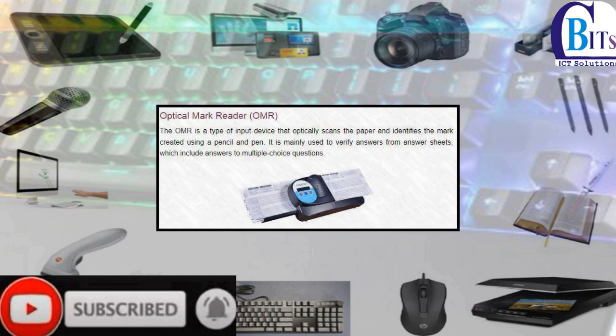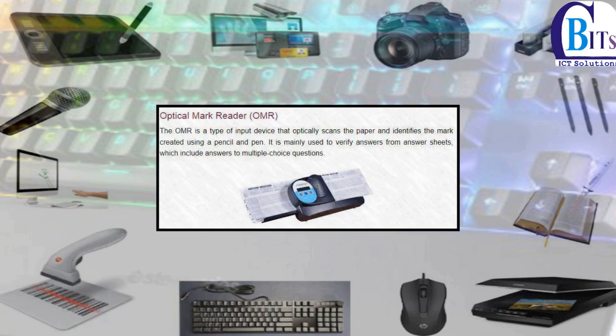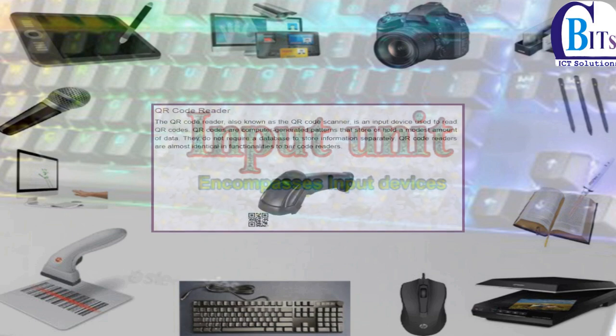Optical mark reader. The OMR, or optical mark reader, is a type of input device that optically scans the paper and identifies the marks created using a pen or pencil. It's mainly used to verify answers from answer sheets, which include answers to multiple choice questions.